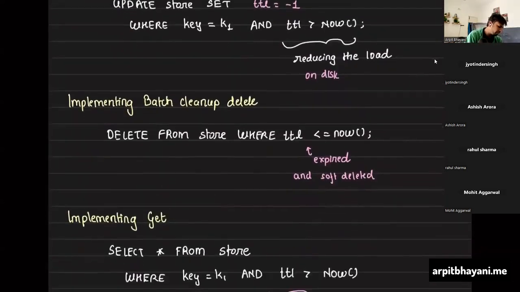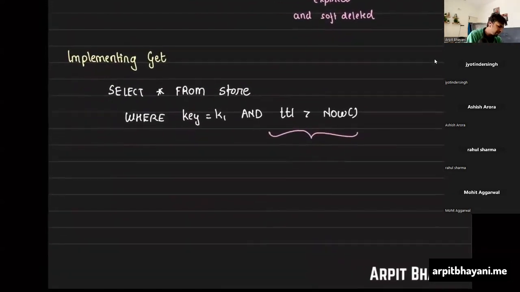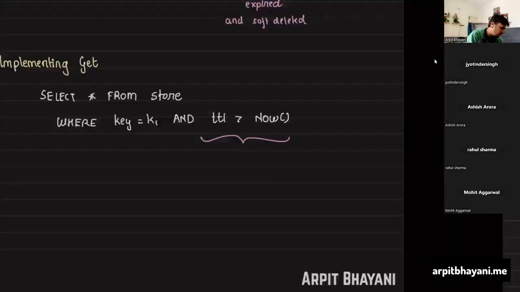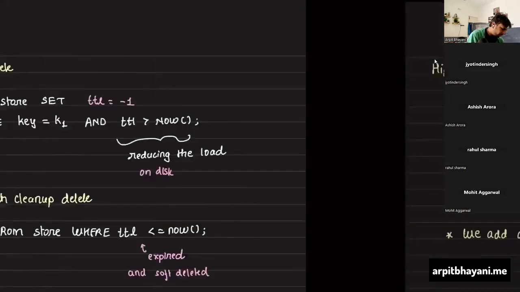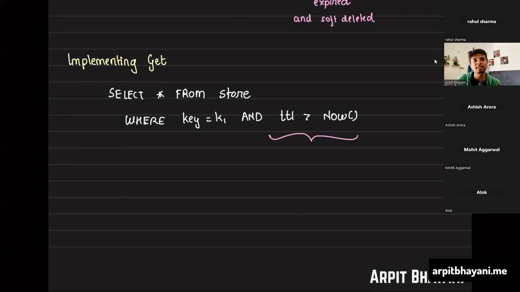Now, batch cleanup would be just what we discussed: delete from store where TTL is less than or equal to now. And get would be select star from store where key equal to K1 and TTL is greater than now. Again, optimization: you never make a network I/O for something that is already expired. Okay, let me take a few questions on this, then we'll go into the high-level architecture.